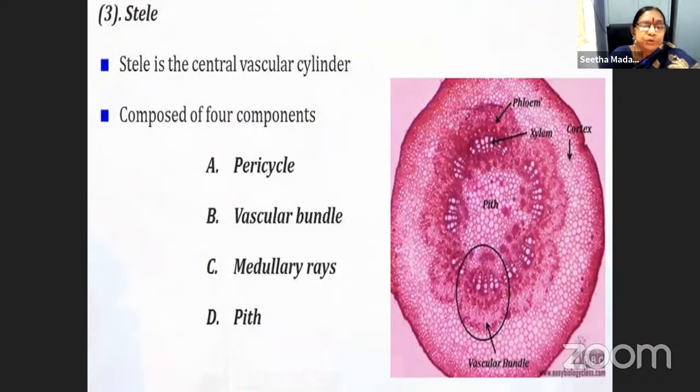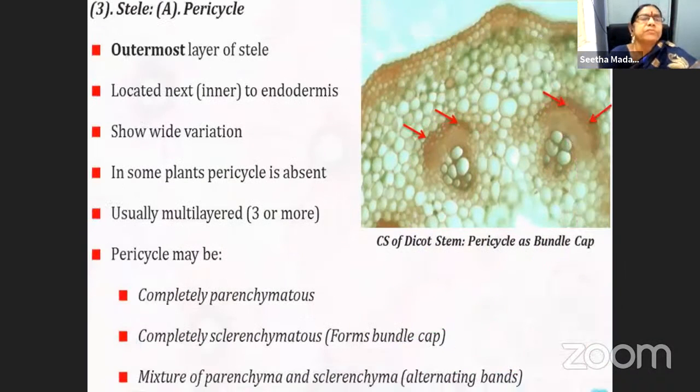Then the innermost part of the stem is stele. Stele is the central vascular cylinder, and because it contains vascular bundles, it is known as vascular cylinder. It is composed of 4 components: pericycle, vascular bundle, medullary rays, and pith. Then coming to the pericycle, it is shown with the arrow marks, you can see. The outermost layer of the stele is pericycle, located next to the endodermis, that is just below the endodermis you find the pericycle. It shows wide variation, and in some plants pericycle is absent.